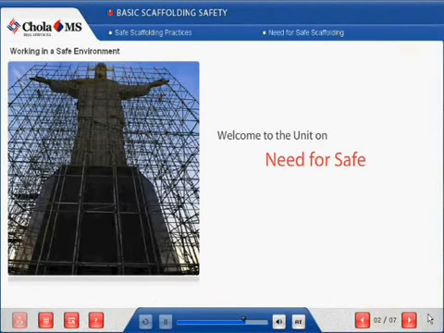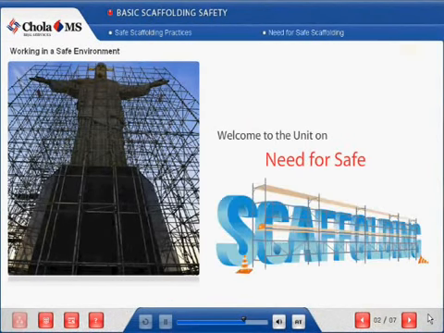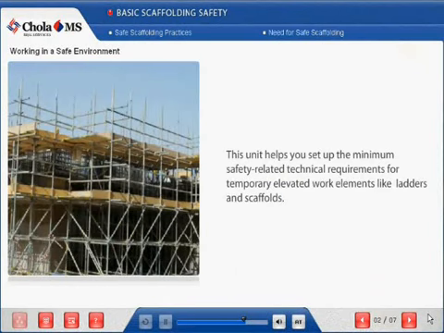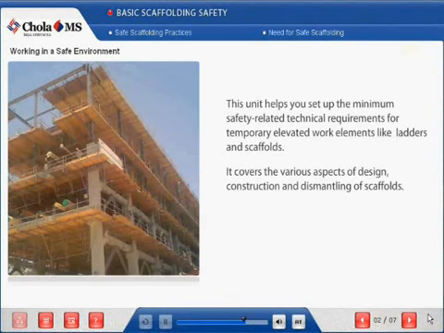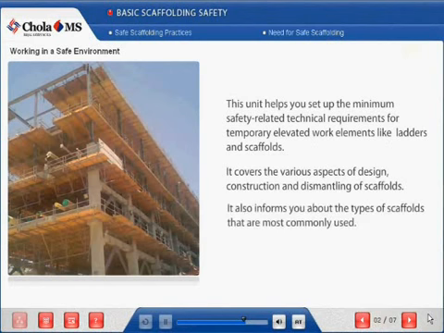Welcome to this unit on the need for safe scaffolding. This unit helps you set up the minimum safety-related technical requirements for temporary elevated work elements like ladders and scaffolds. It covers the various aspects of design, construction, and dismantling of scaffolds. It also informs you about the types of scaffolds that are most commonly used.